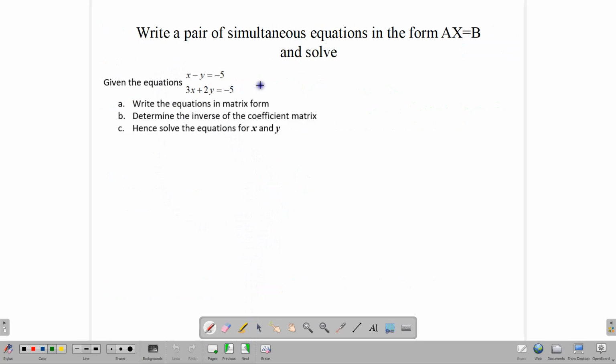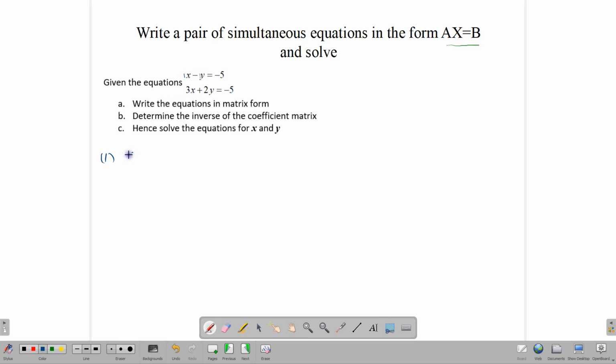So let's say we have a simultaneous system here. x minus y equal negative 5, and 3x plus 2y equal to negative 5. And we're supposed to write the equations in matrix form. The matrix form is ax equal b. So let's write that down. Part 1. So to write it down, what we do is that we look at the coefficients of the letters. The coefficient here is 1. The coefficient here is minus 1. So what we're going to do is this.